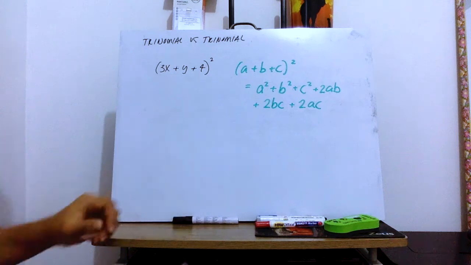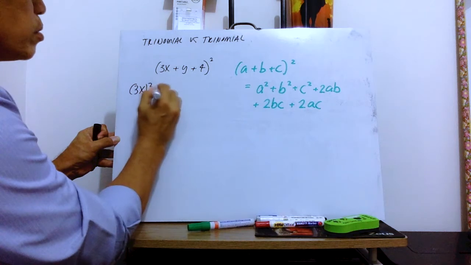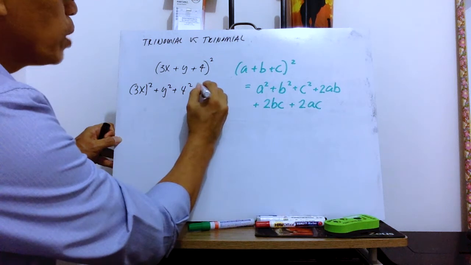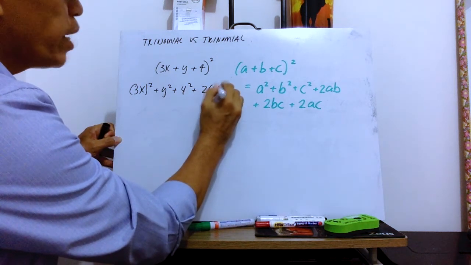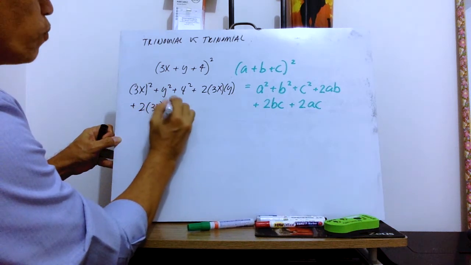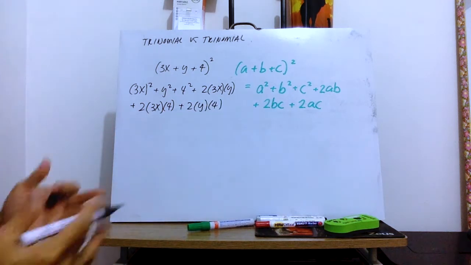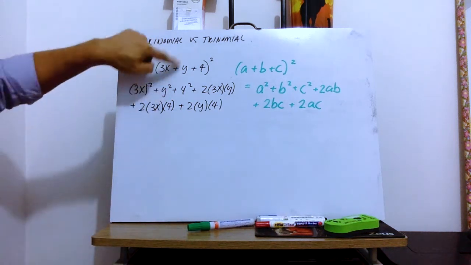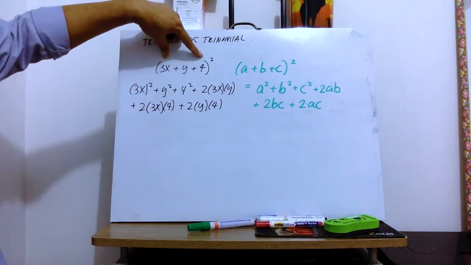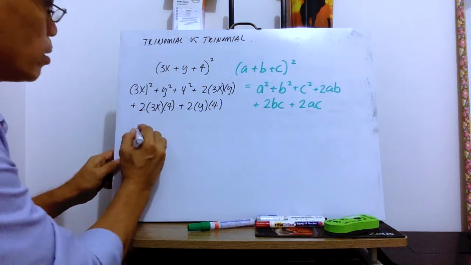Apply it here. Okay. So, 3x squared plus y squared plus 4 squared, right? Plus 2 times 3x times y plus 2 times 3x times 4 plus 2 times y times 4. See? Pretty fast, right? Square this, square that, and then multiply this 2 times 2, multiply this 2 times 2, multiply this 2 times 2. Okay, and then let's simplify.